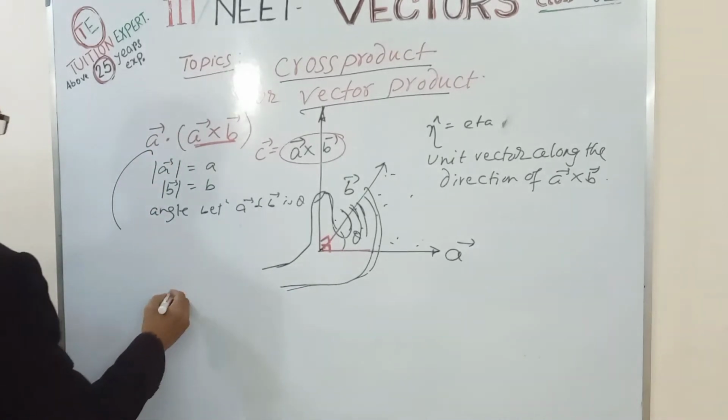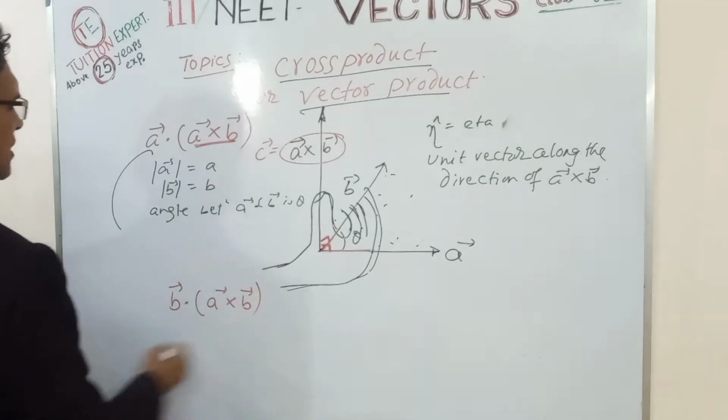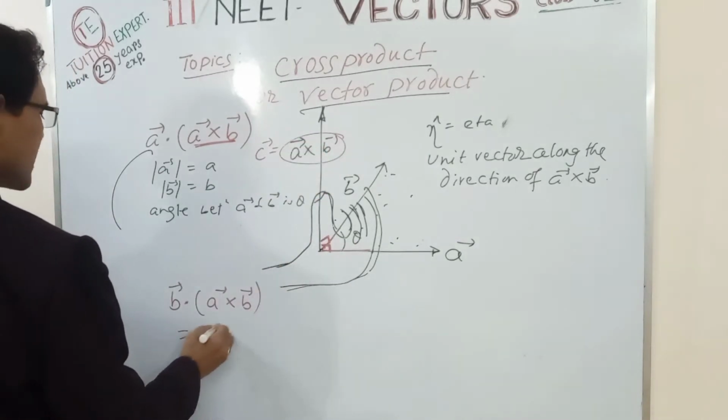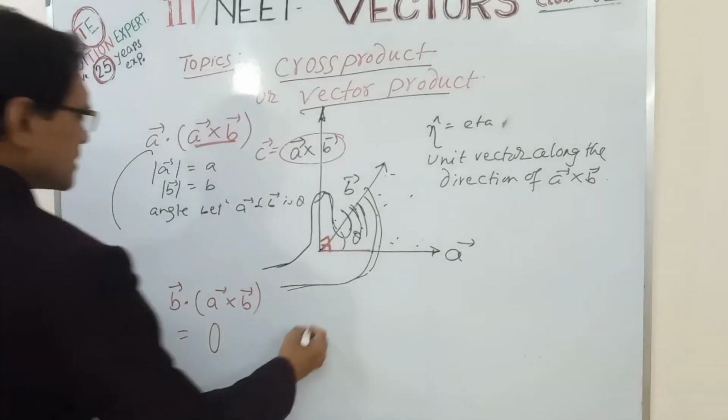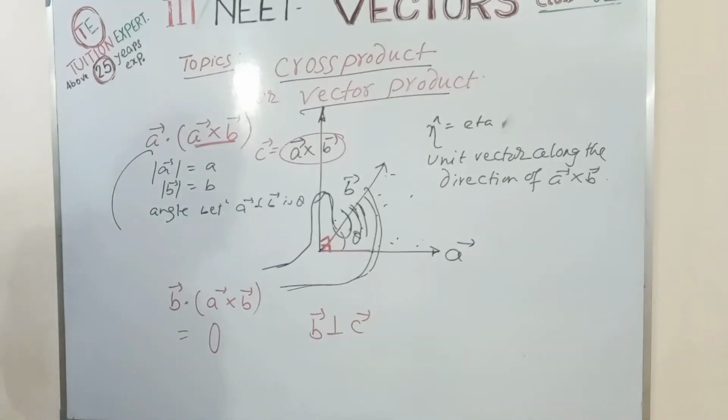If you ask the result of B dot A cross B, what is the result? In the same way, B is also perpendicular to A cross B. So here also the result is 0. B is perpendicular to C, so this is also 0.